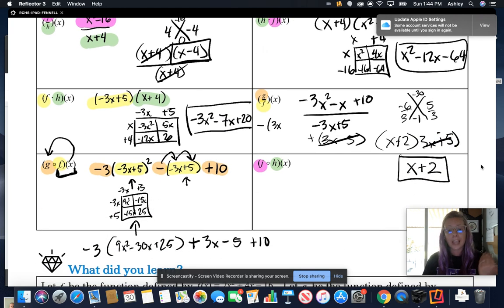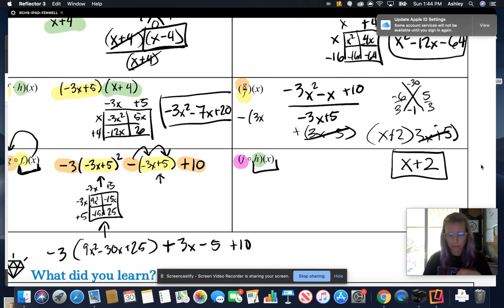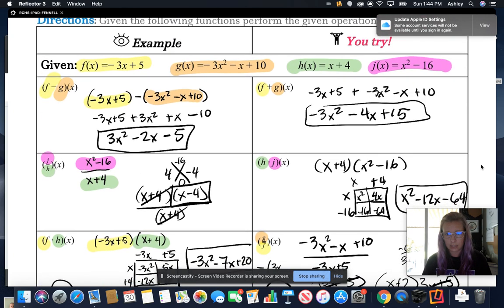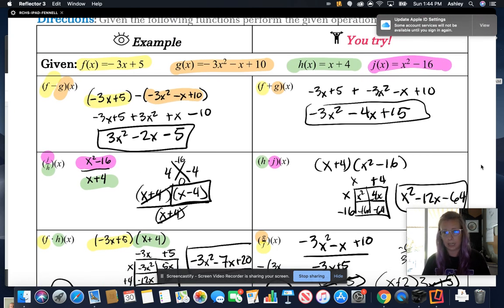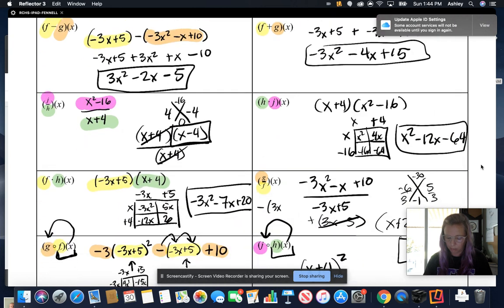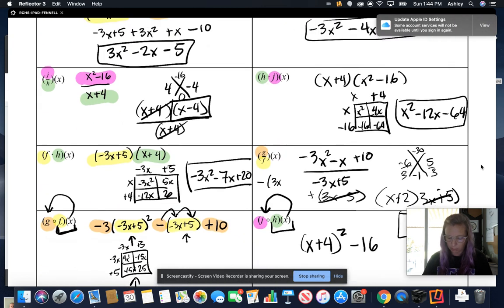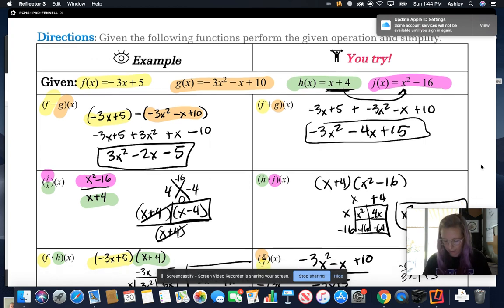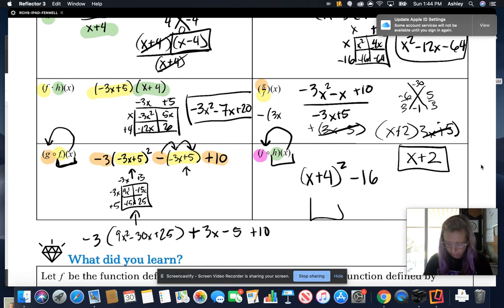Okay, h of x going into j of x. So we're going to take everything we see in h of x, and we're going to plug it in every time we see an x in j of x. All right, so h of x, what was that one? H of x, so we're going to take x plus 4, and we're going to plug it in place of that x squared in our j of x. So we're going to take x plus 4. We're going to square it, right, because it's going in for that, and then we subtract our 16. So again, we took h of x, this x plus 4, and we plugged it in to this x over here. And then we need to do an area model.